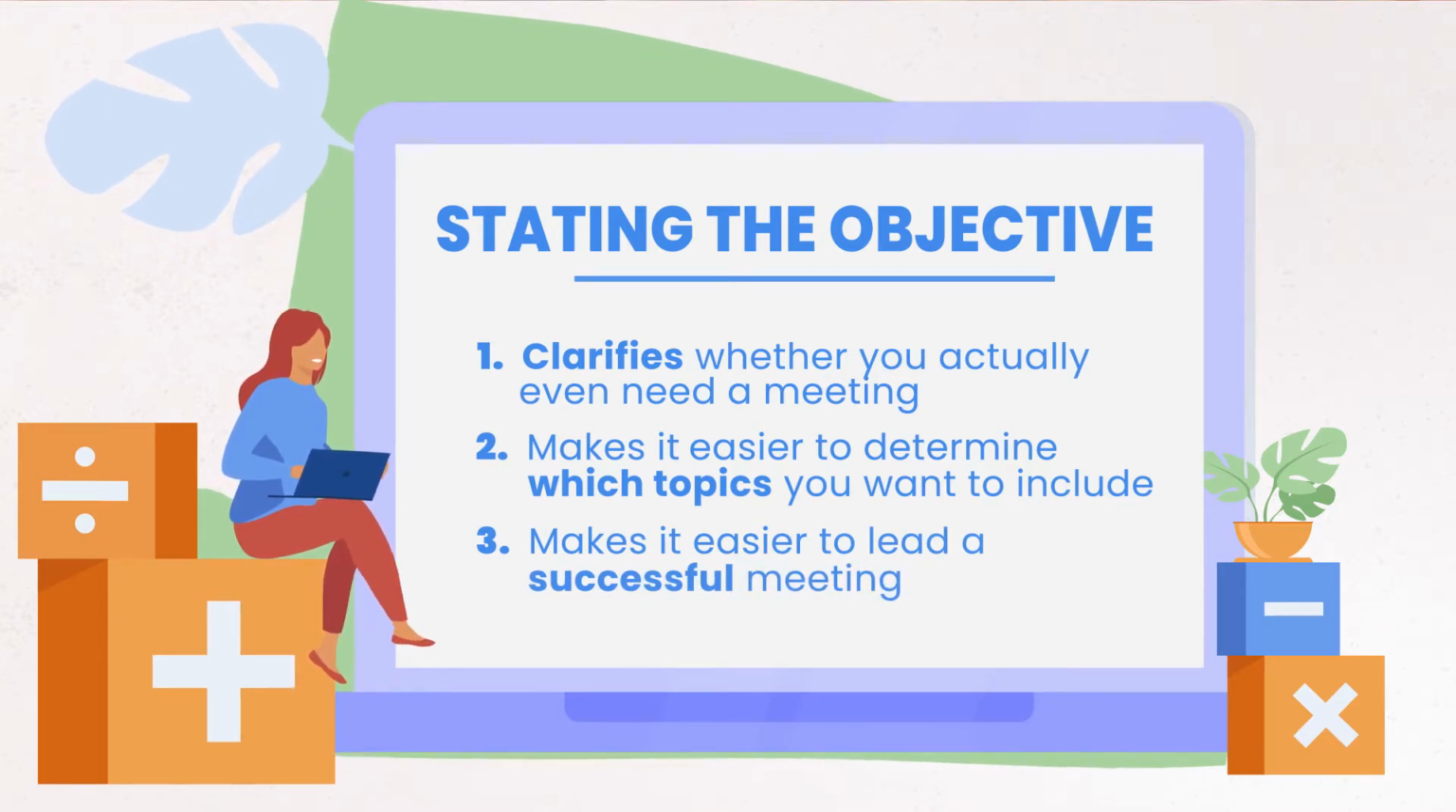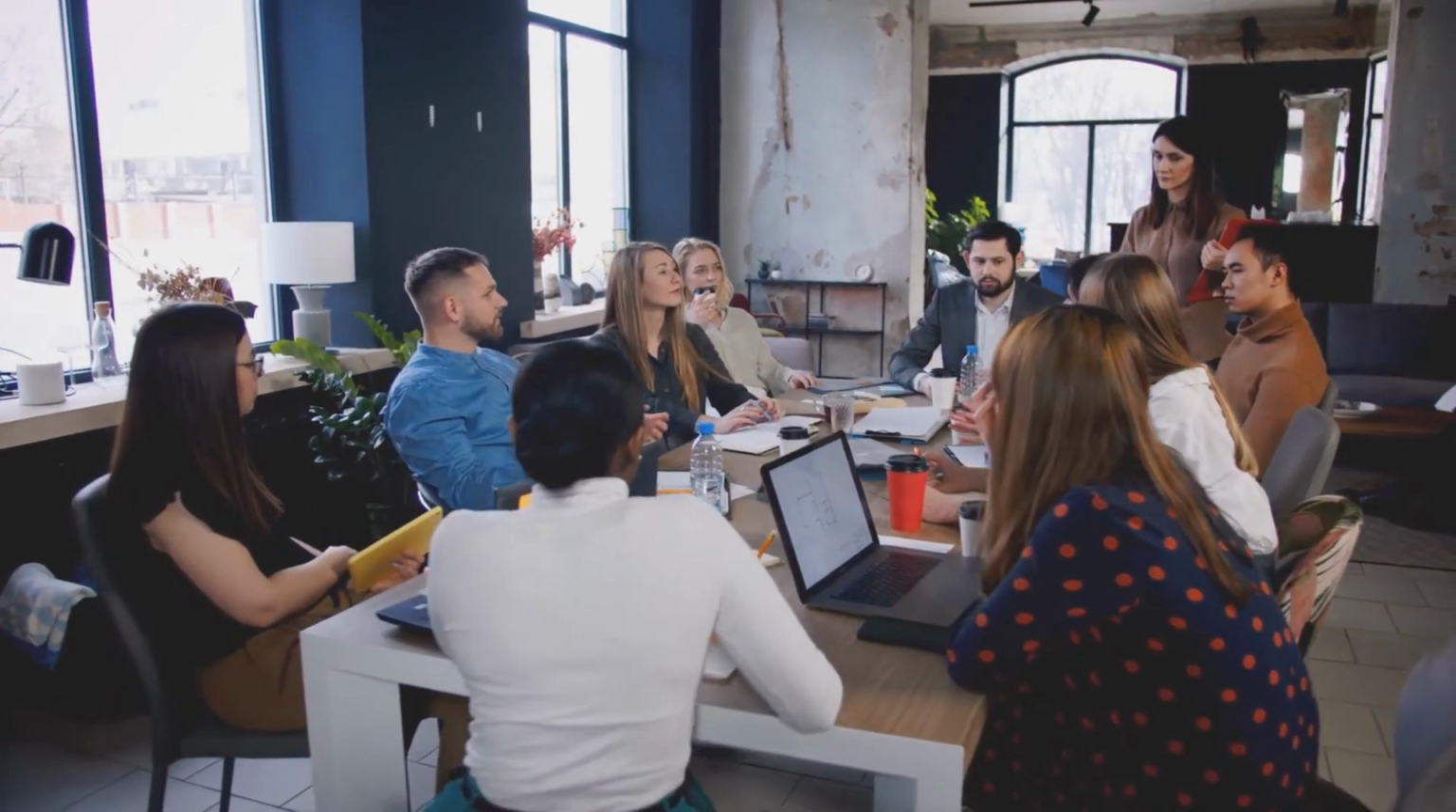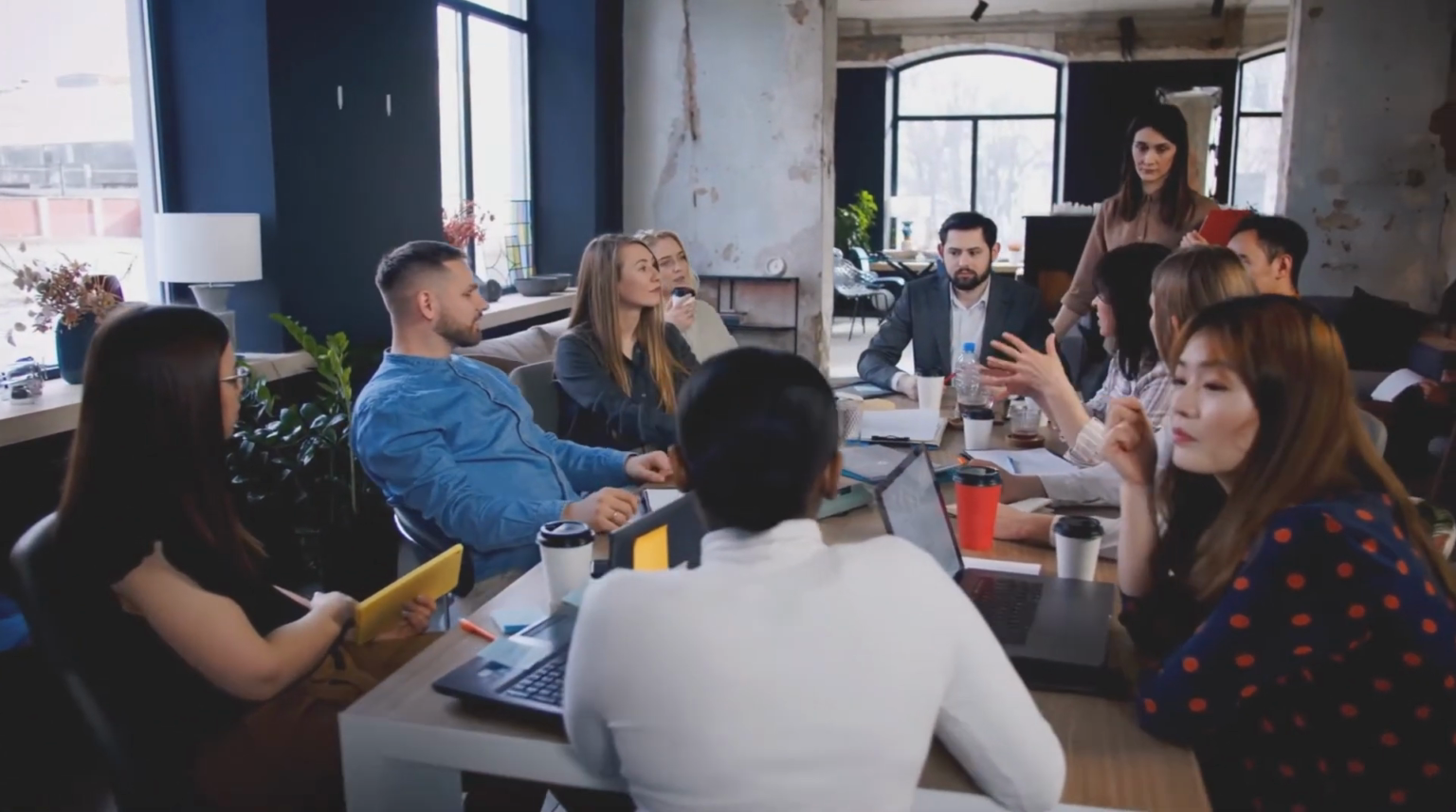For example, there's usually at least one attendee in every meeting who tries to hijack the proceedings by going off on unrelated tangents. Should that occur in your meeting, you can always get things back on track by reminding everyone of the meeting's objective. Okay, moving on.